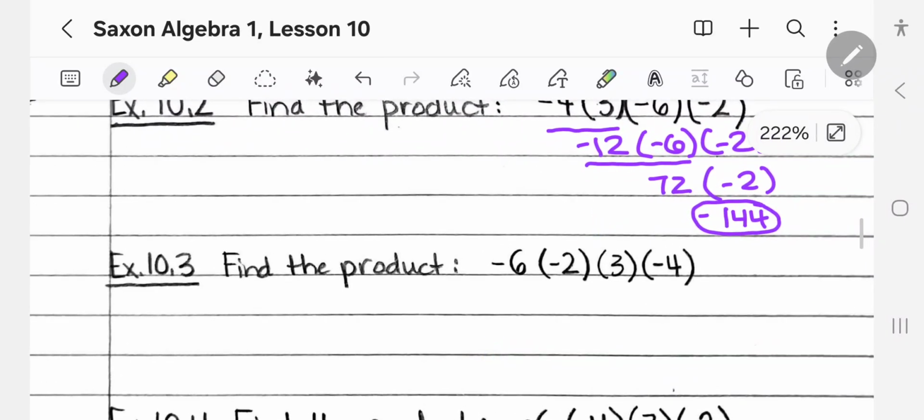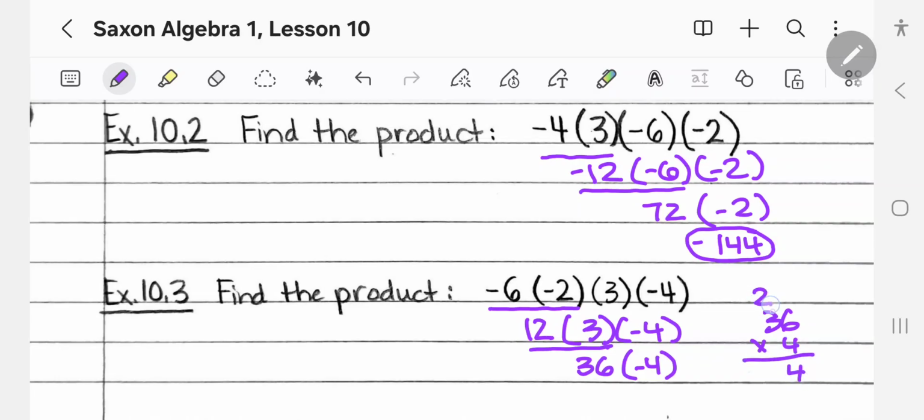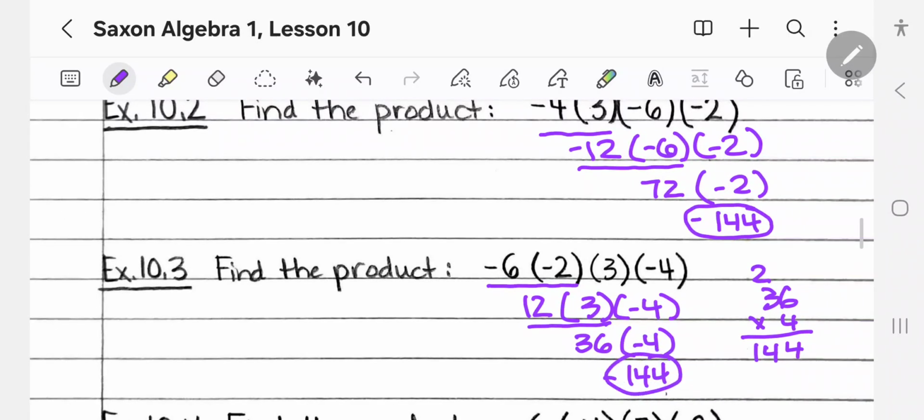Now, example 10.3 is the same problem, but look, it's in a different order. Okay? So it's the same numbers. We have a -6, a -2, a 3, and a -4. Let's do it in that order. 2 negatives. We've got a positive here. Going to multiply these two and we get 36. And then 36 times 4, I don't know in my head, but I think I know what it is. 144, and it's negative. Okay, we just verified it there.